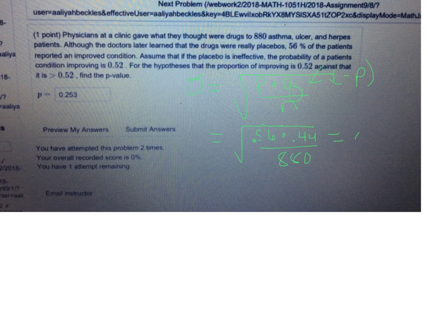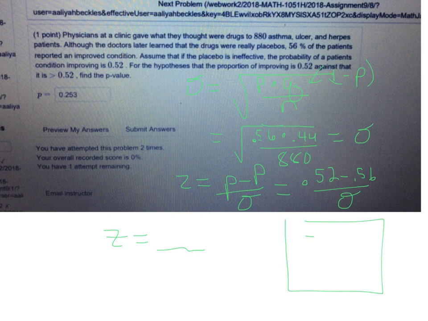So when you work out your sigma value, then you're going to be able to do a z-score, and your z-score is this. And so you're going to be comparing the 0.52 minus the 0.56 over your sigma value. And when you look up your z-score in the chart, whatever number you get from the chart, that's your probability.